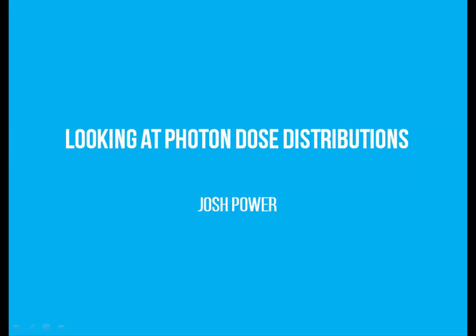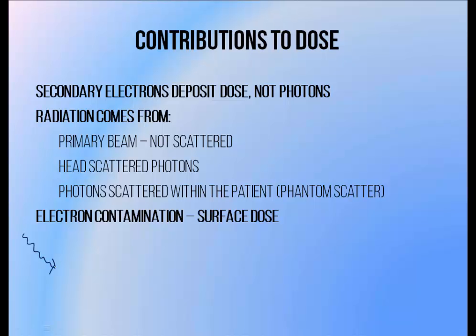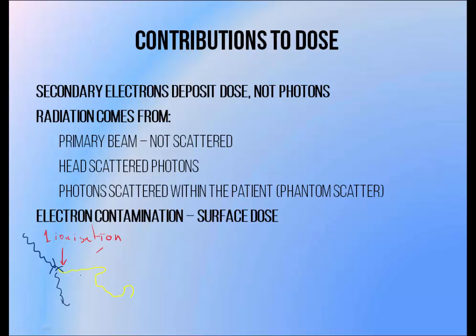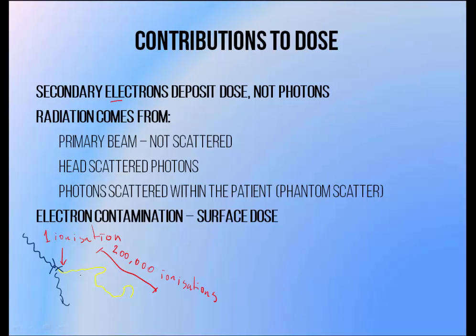In this video, I'm going to be going over some information that's generally applicable to the interpretation of photon dose distributions. It will help with understanding how changing things like field size, beam energy, and source-to-surface distance can affect the shape of dose distributions. Remember that for each photon interaction that may cause one ionization, a secondary electron is produced that will cause on average several 100,000 more. So it's secondary electrons that deposit the vast majority of the dose in a photon beam, not the photons directly.